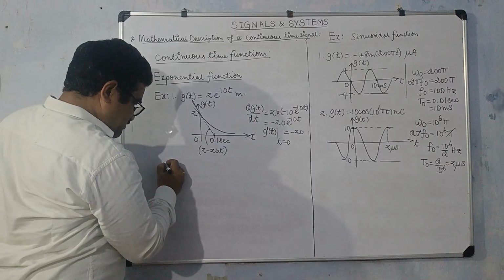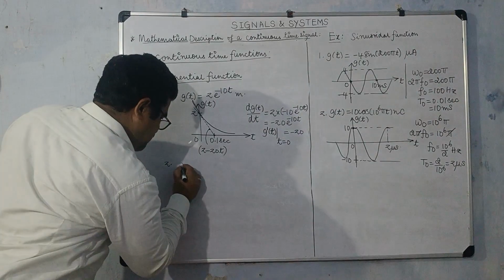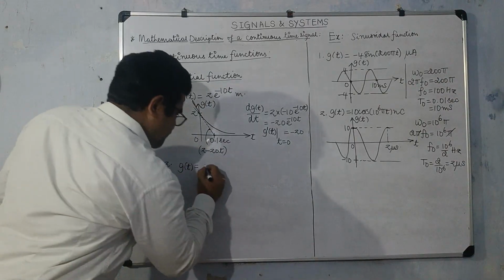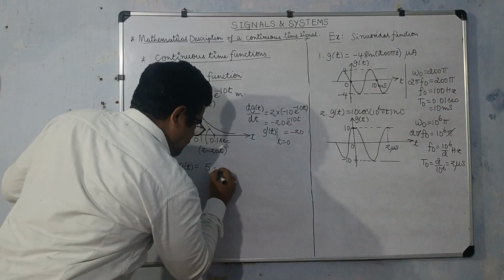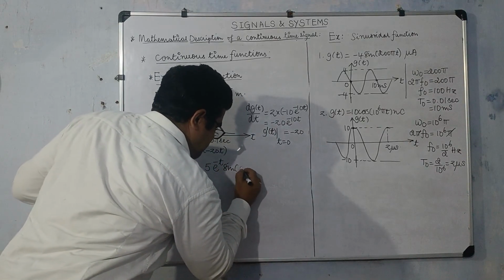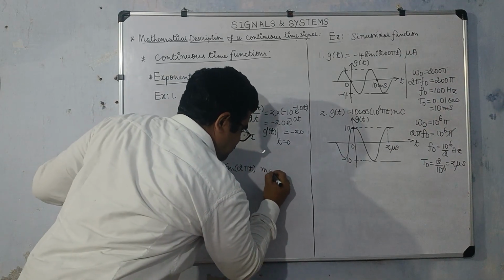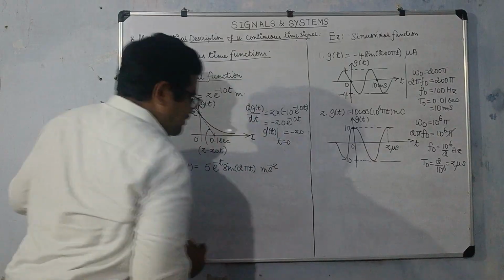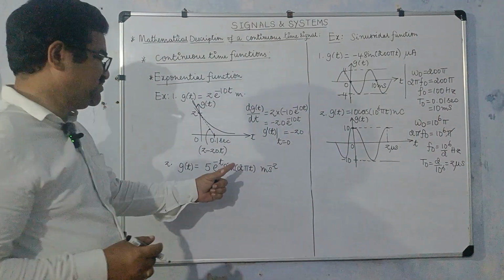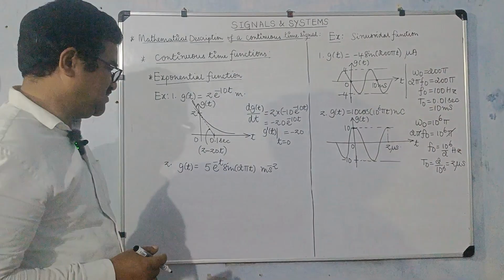Let us take one more example, the second example, which is g of t is equal to 5 into e power minus t sine 2 pi t meters per second square. That is my acceleration. Meters per second square is the unit of acceleration. So my signal is acceleration, which I am representing with a function.